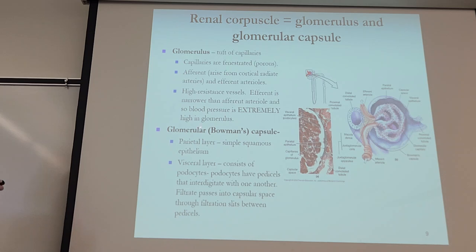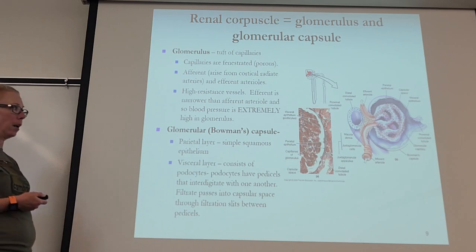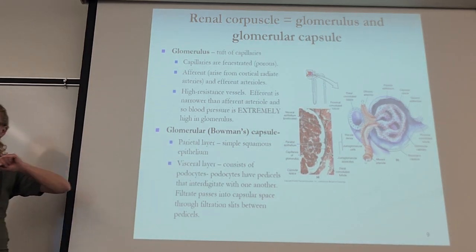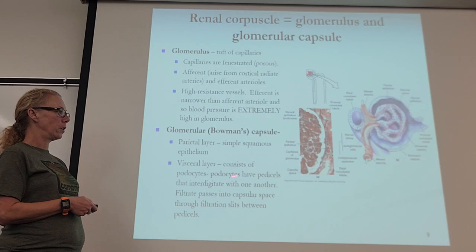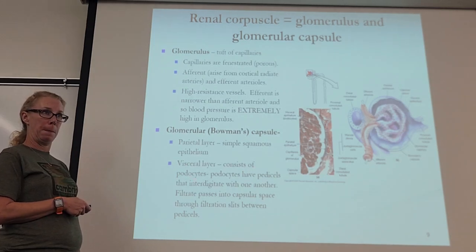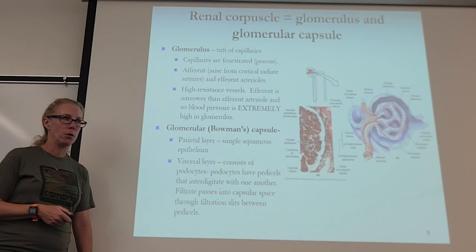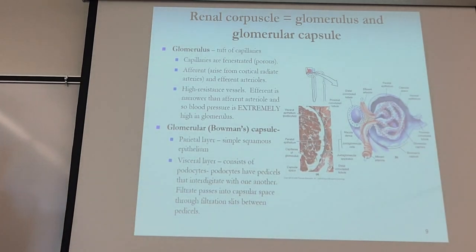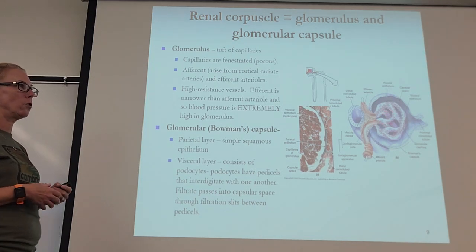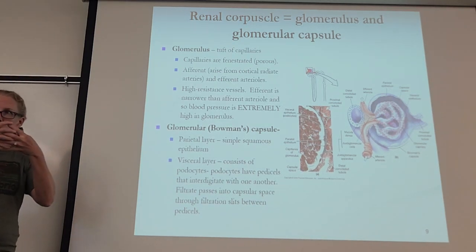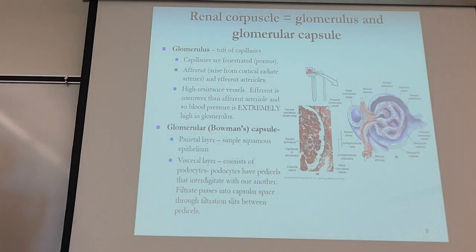Okay. All right, so Bowman's capsule, or the glomerular capsule, has two layers, like a serous membrane. It has an outer parietal layer of simple squamous, because again, out of the capsule is filtrate, and then a visceral layer, which consists of those podocytes that we talked about and identified in lab. So the podocytes that you guys identified on the model have a lot of little extensions coming off of them. And it serves as like another filter, if you will, for substances that want to come out of the glomerulus, okay?